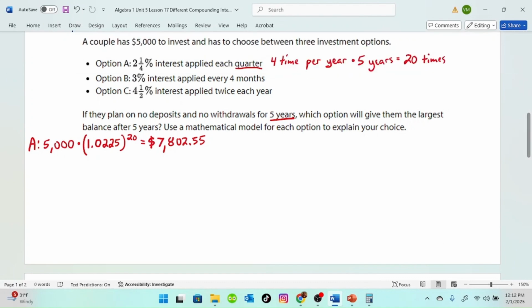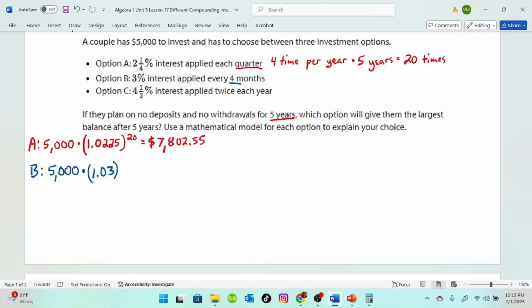Now we can look at option B. We would still start with the same $5,000. Now our growth rate is going to be 3%. So that is a growth factor of 1.03. The 1 maintains the current balance, and the 0.03 represents the 3% interest.